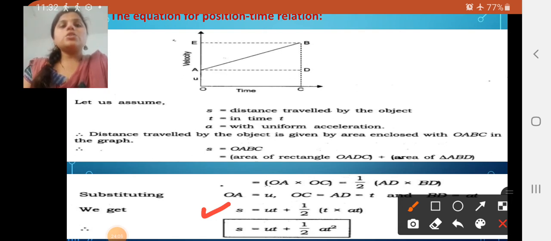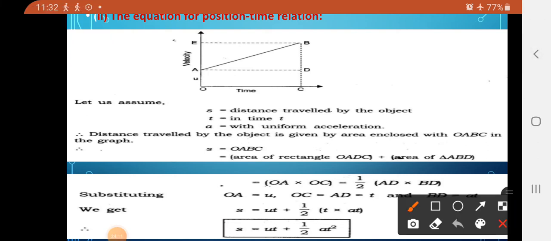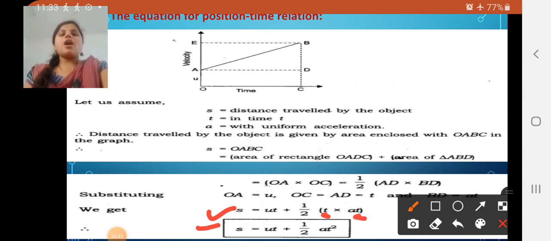Why are we using this UT? Because we are finding the distance over time, plus half T into AT. Here the distance the object travels from one place to another is represented as S. Next is the U, that is OA, and the time, plus half, the area of the triangle, that is why it is half. Then AD here is T, and BD here is AT. So S equals UT plus half AT square.